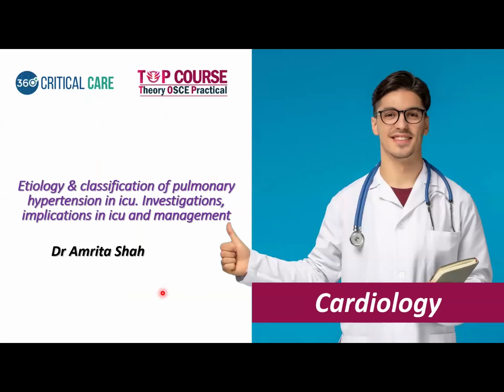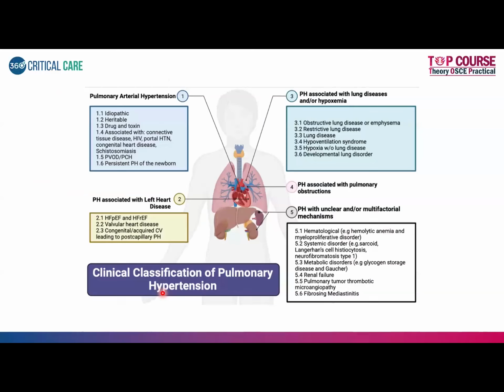Coming to our next talk, which is on pulmonary hypertension. Okay, so pulmonary hypertension, first of all, the clinical classification of pulmonary hypertension, we have the class 1, 2, 3, 4, and 5. So, first are the causes of pulmonary arterial hypertension: the idiopathic, heritable, drug and toxin, okay, associated with certain diseases like connective tissue disease, HIV, portal hypertension, then schistosomiasis. All these are the causes of pulmonary arterial hypertension.